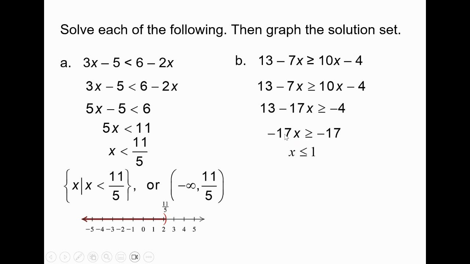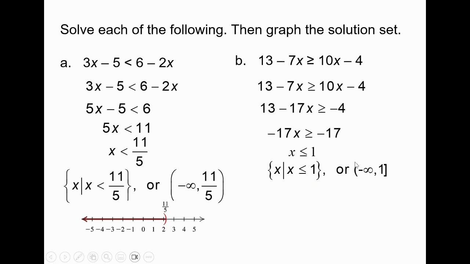Dividing both sides by a negative 17 would cancel out here. Negative 17 divided by negative 17 is 1. But notice, because I had to divide by a negative, the direction of the inequality reversed itself. x is less than or equal to 1. There it is in set notation. Here it is in interval notation, going all the way to negative infinity.